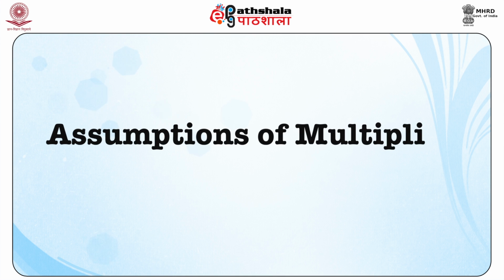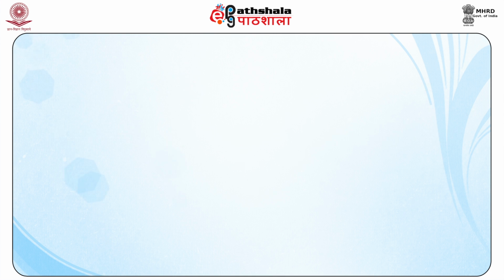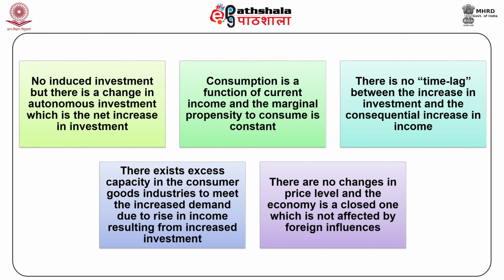Now we will study the assumptions of the multiplier. First, there is no induced investment, but there is a change in autonomous investment, which is the net increase in investment and which is maintained till the completion of the multiplier process. Second, consumption is a function of current income and the marginal propensity to consume is constant. Third, there is no time lag between the increase in investment and the consequential increase in income.